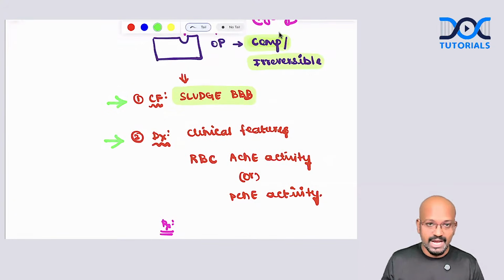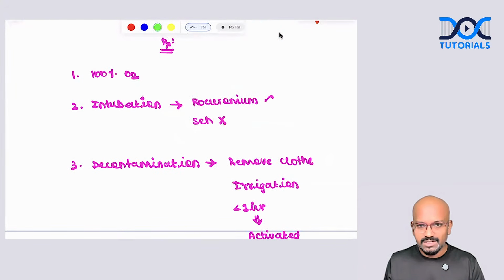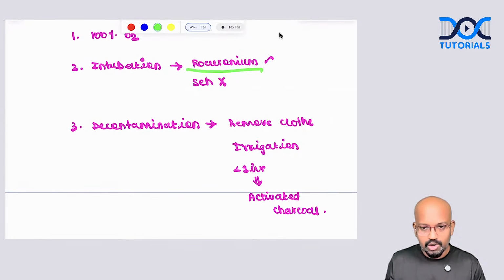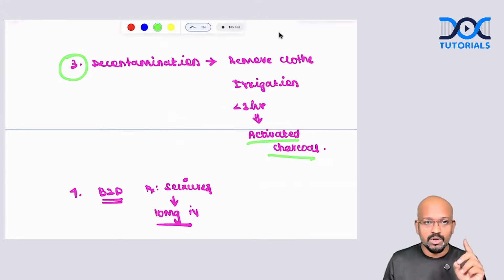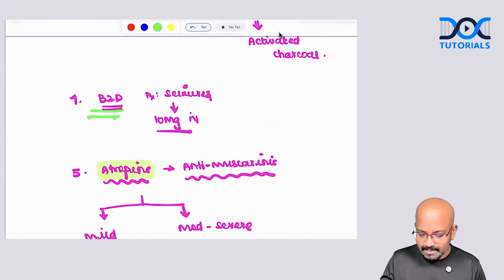How do we diagnose that with the help of RBC acetylcholinesterase activity or pseudocholinesterase activity? Treatments, we explained 6 points over here, or 5 important points. First one is 100% O2, where intubation and O2 are clubbed together, so either you can remember it as 6 points or 5 points. Intubation, the drug of choice is rocuronium, an MCQ point. Decontamination, we can use activated charcoal, again an important MCQ question. Benzodiazepines can be given for the treatment of OPC-induced seizures.